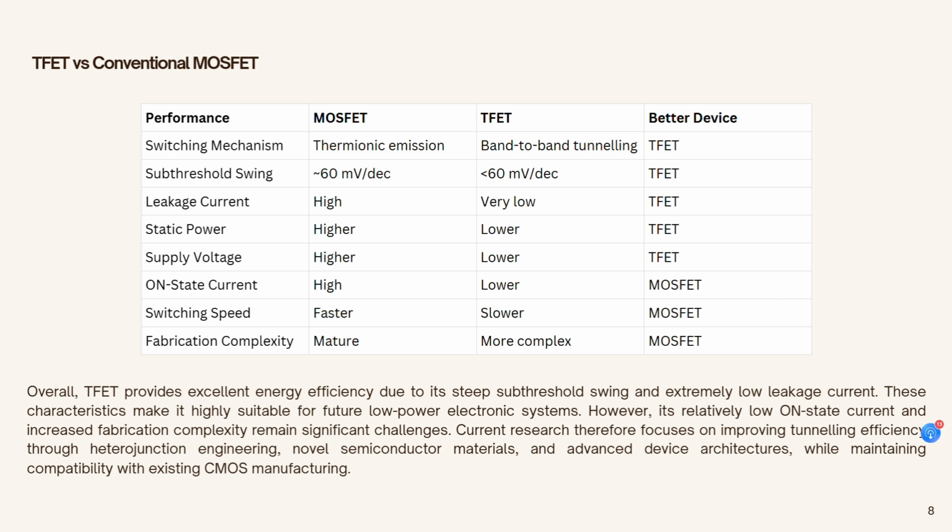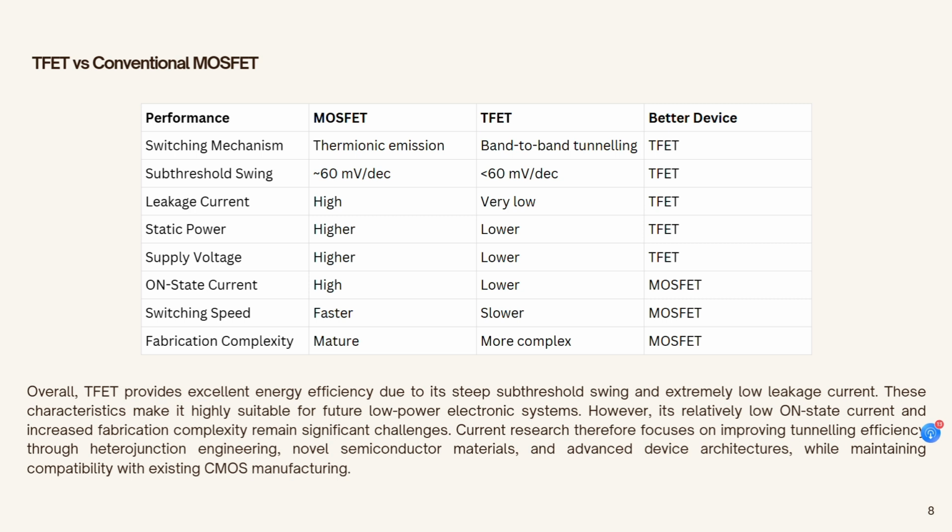As shown in the table, TFET performs better in several important aspects. It has a steeper subthreshold swing, much lower leakage current, lower static power consumption, and can operate with a lower supply voltage. These characteristics make TFETs an excellent choice for ultra-low power devices, such as Internet of Things devices, wearable electronics, and energy-efficient processors.